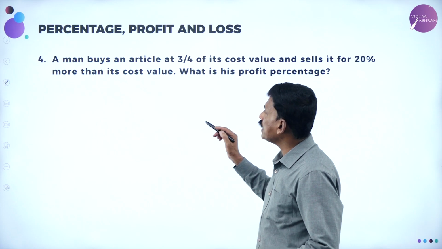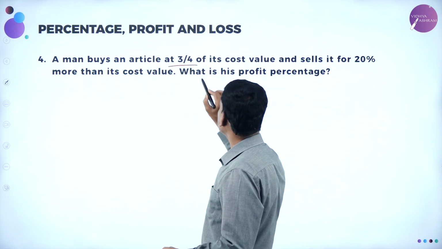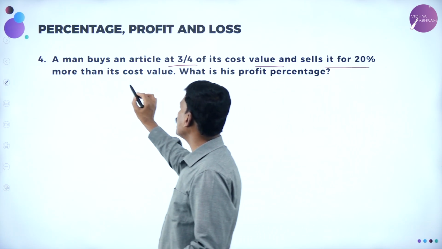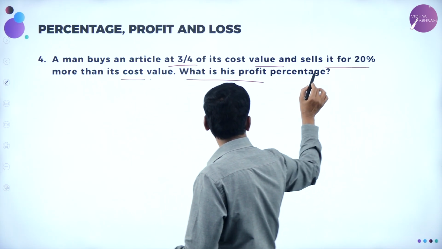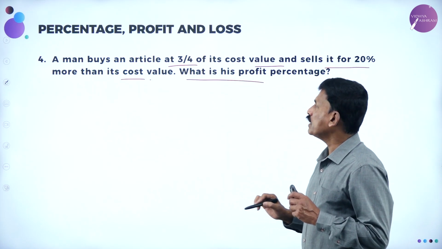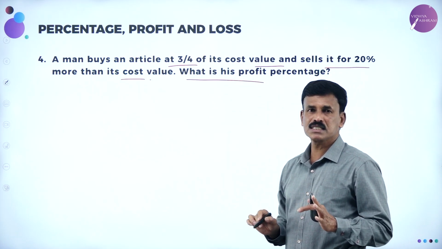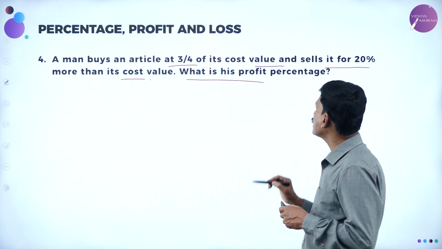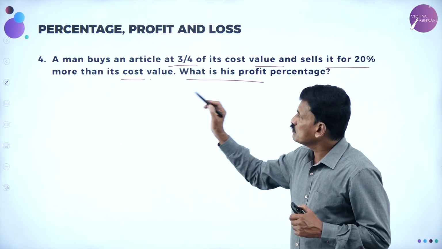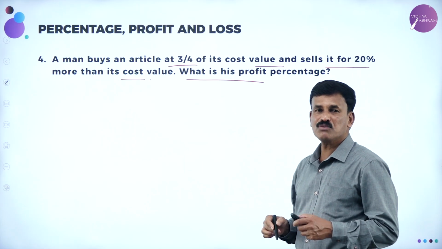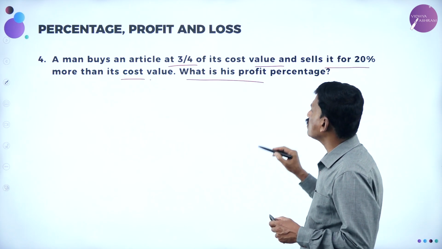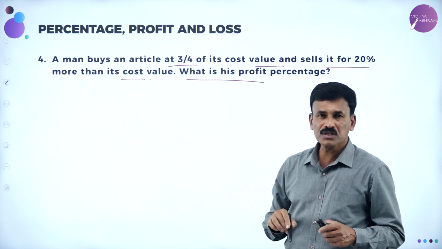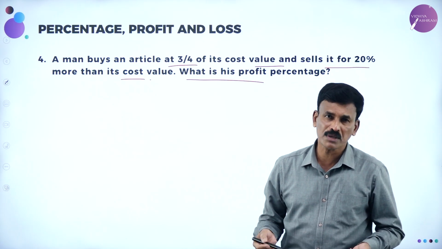What is the problem? A man buys an article at 3/4 of its cost value and sells it for 20% more than its cost value. What is the profit percentage? Suppose an article X is purchased for 3/4 of its cost, and sold for 20% more than its cost. So he is going to get a profit. Now we have to calculate the profit in terms of a percentage.